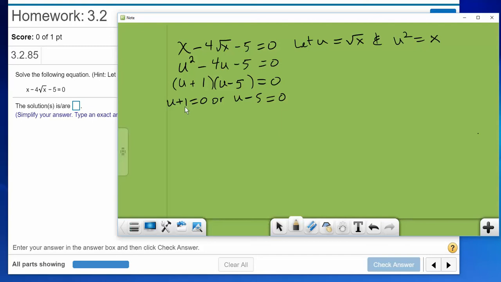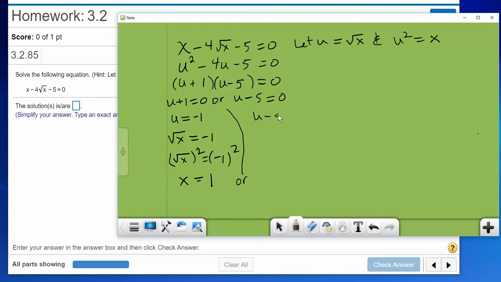Then we're going to subtract 1 from both sides, so u is negative 1. Then we're going to substitute back. u is the square root of x. Now from here, you're going to square both sides, so x equals 1. Now the problem is, right here, the square root of x, by definition, the square root of a number has to be a positive answer, right? So this is actually not going to work. So when we do this one, we have to check.